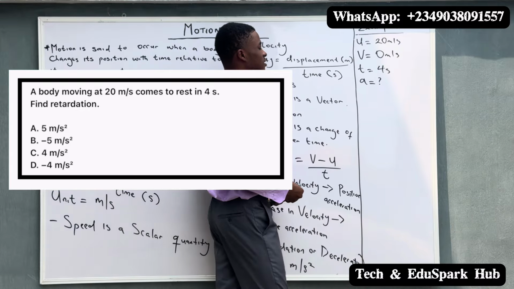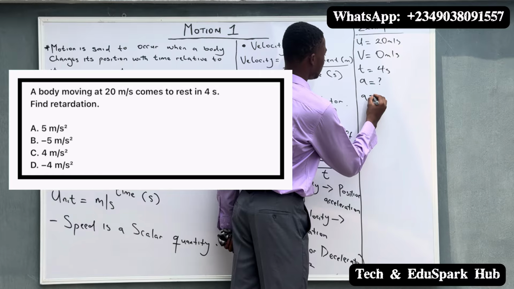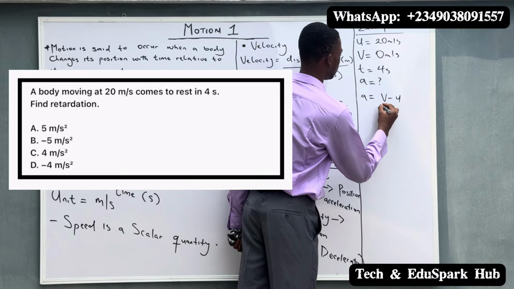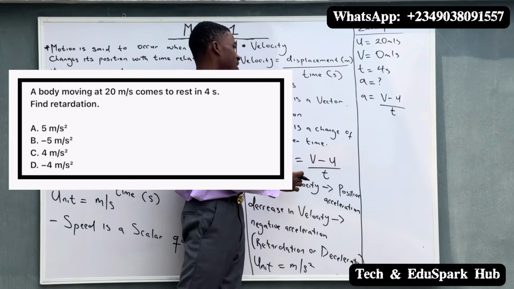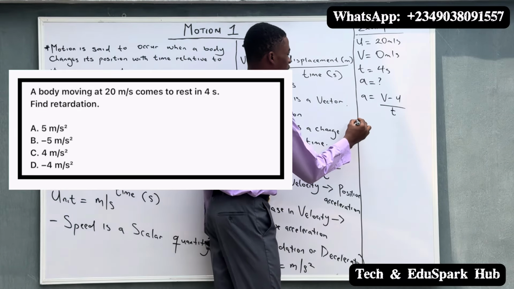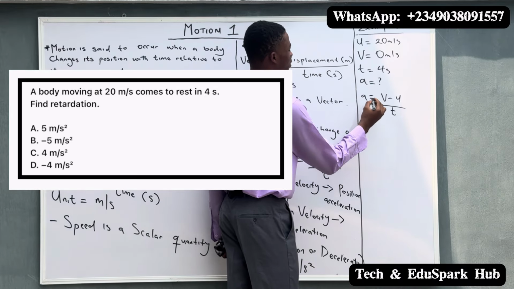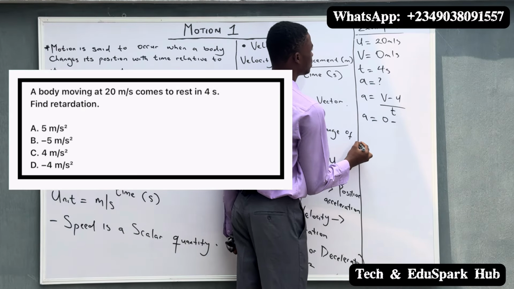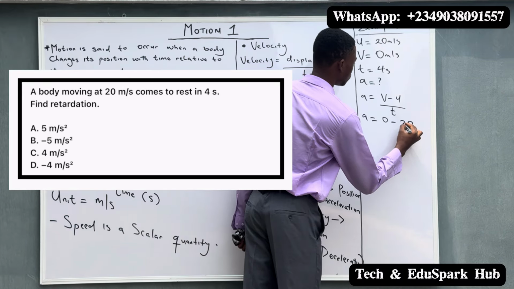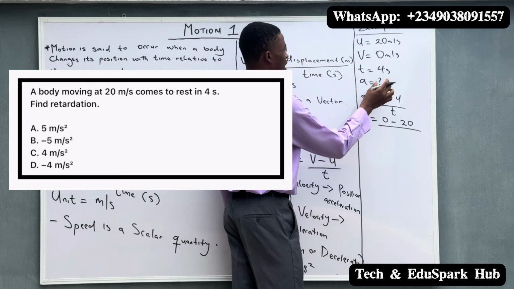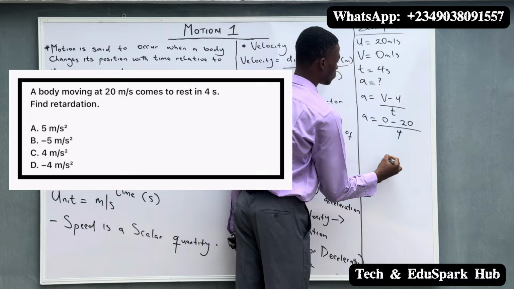Remember that the formula for acceleration is given as v minus u over t. You can see that formula here: v minus u over t. So our acceleration, which is the retardation, will be given as, what is our v? Our v is 0 minus, what is our u? Our u is 20, divided by, what is our t? Our t is 4 seconds from the question.